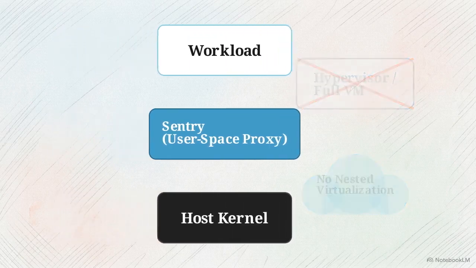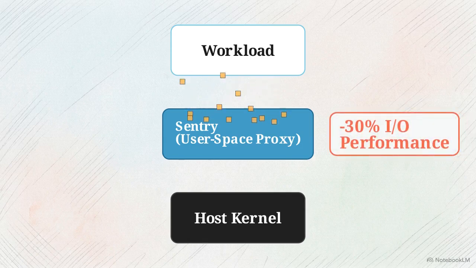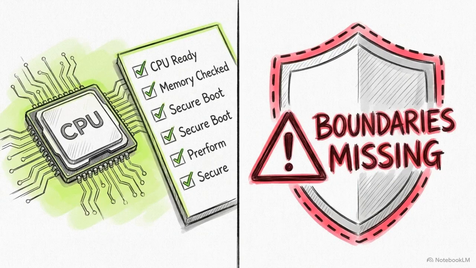The trade-off is a performance tax. This interception mechanism adds significant latency, slowing I/O-heavy workloads by up to 30%. gVisor works well for CPU-bound, ephemeral tasks. However, it does not provide the hardware-enforced boundaries required for highly adversarial environments.